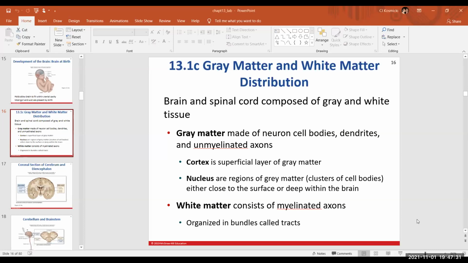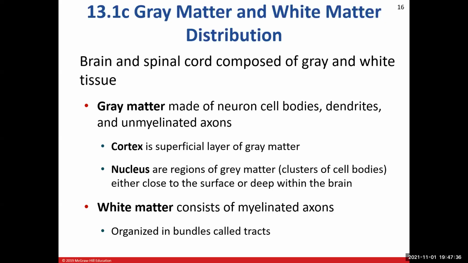and get into a little bit of the brain and talk about gray matter and white matter. Now, we know what gray matter is and we know what white matter is, but just a little bit of a review here, because as we move through the central nervous system, it's important that you know where we're going to find gray and white matter.